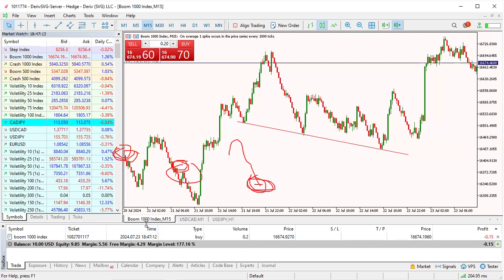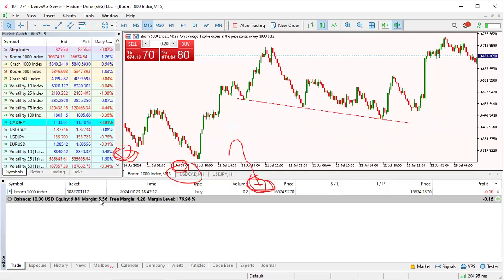The margin on it, what is the margin there? How much margin did it give us with the minimum lot? $5.56. How many positions can we enter on $10 in this case? Maybe 2 or 1. It has to be 2. 5.56 times 2 gives you what?